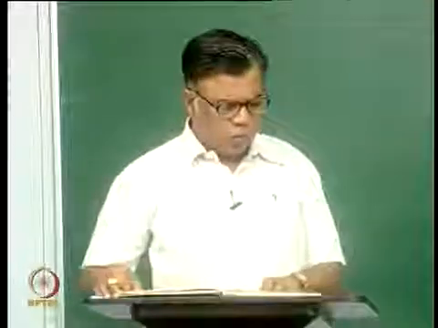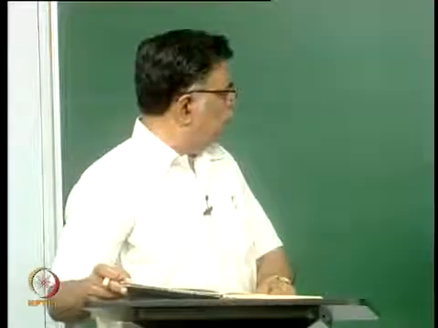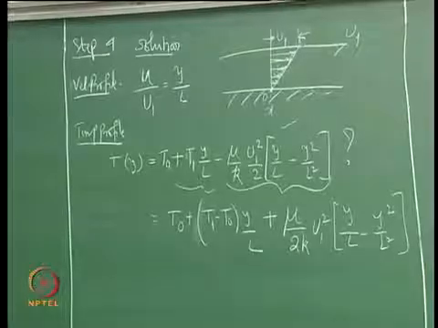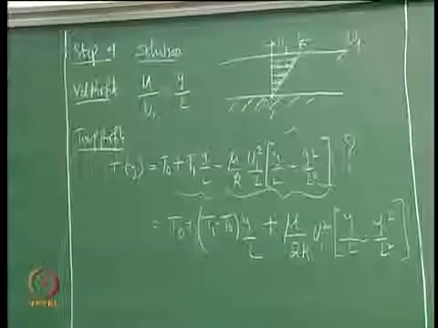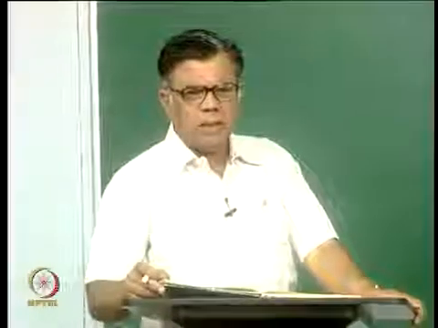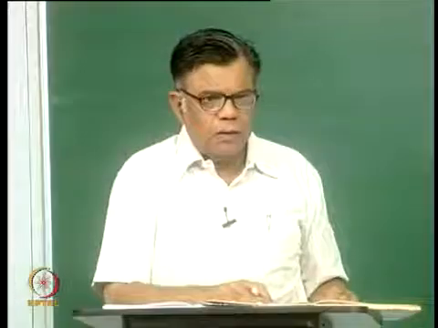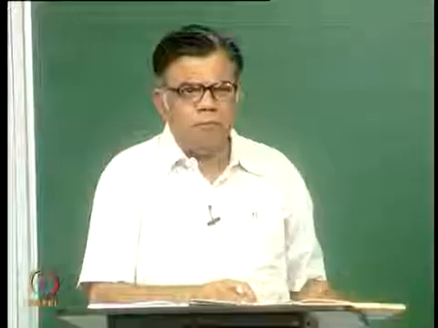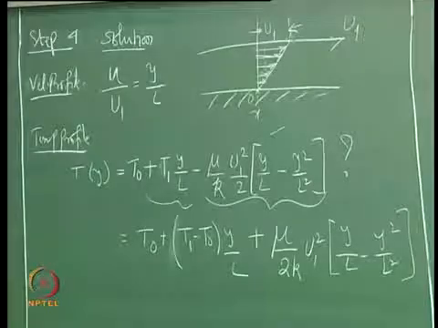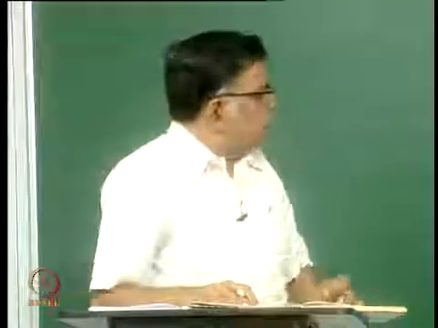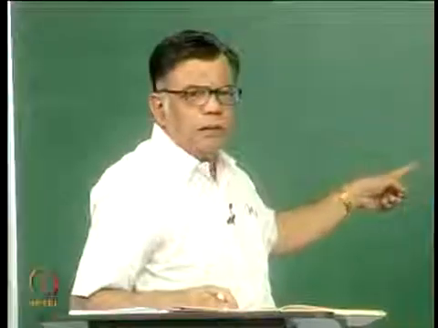T of y equal to T naught plus mu by 2k u1 square, y by L minus y square by L square, plus T1 minus T naught, y by L. Did you miss one term there? Check it out. How is it? Somebody tell me this second one is right, then I will proceed. Because you gave me the first answer, I am asking you. Everything is right except that T naught was missing.